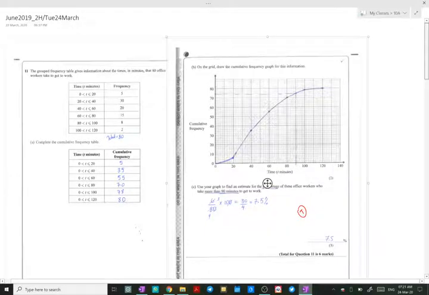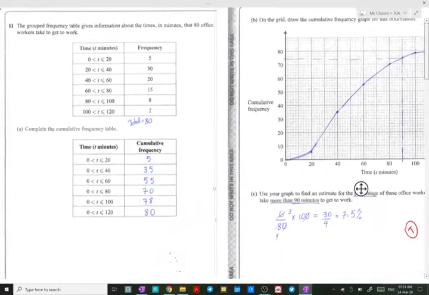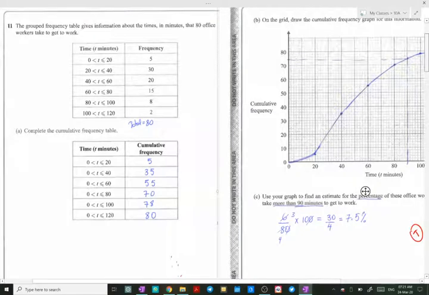Number 11, taken from the paper GCSE 9 to 1, June 2019 2H. The grouped frequency table gives information about the times in minutes that 80 office workers take to get to work. So this is the table that they gave us, and the total number of workers is 80. Complete the cumulative frequency table.